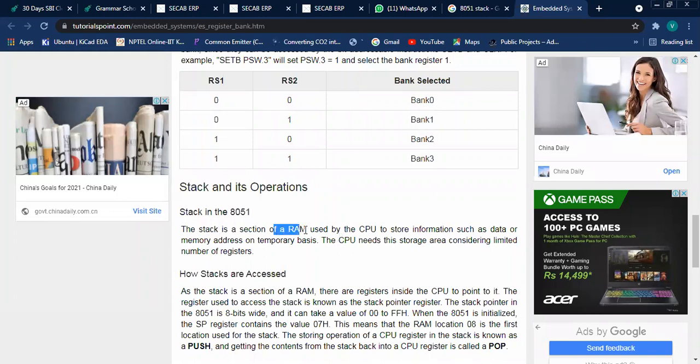Stack memory is a section of RAM that is used by the CPU to store information such as data.